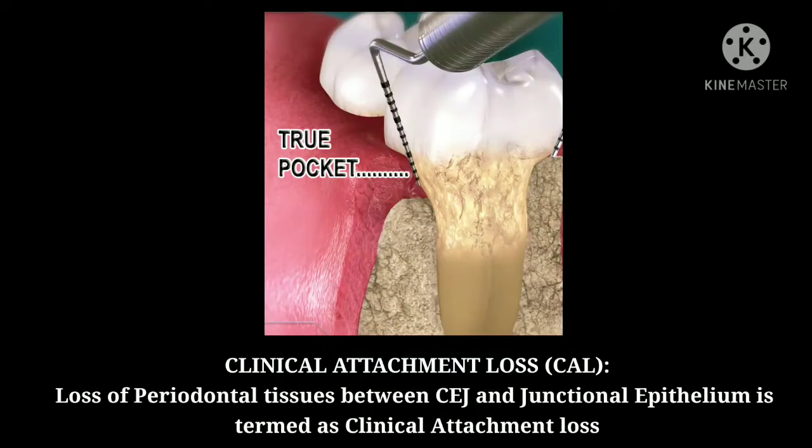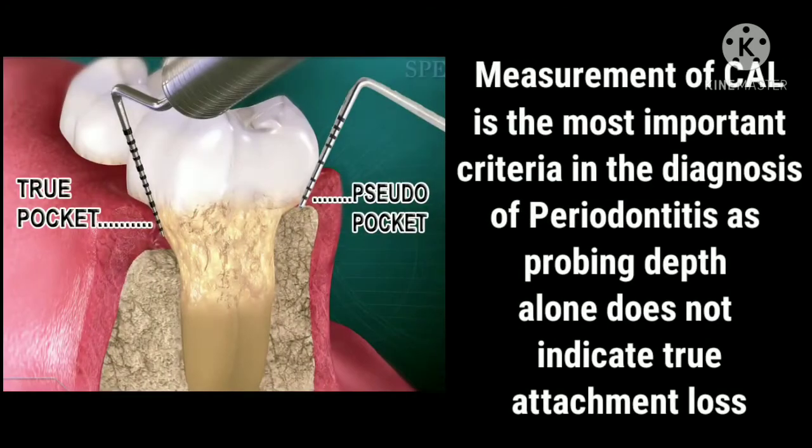Loss of periodontal tissues between the cemento-enamel junction and the junctional epithelium is termed clinical attachment loss. The measurement of clinical attachment loss is the most important criterion in the diagnosis of periodontitis, as probing depth alone does not indicate true attachment loss.